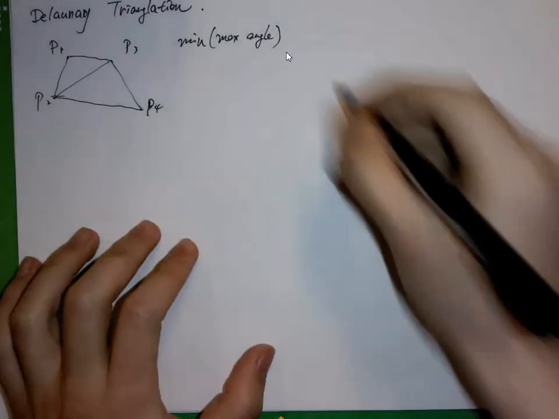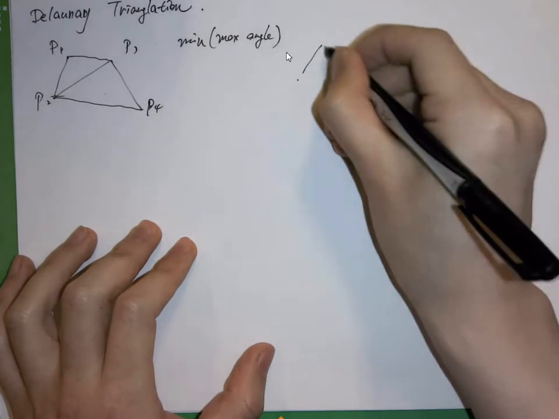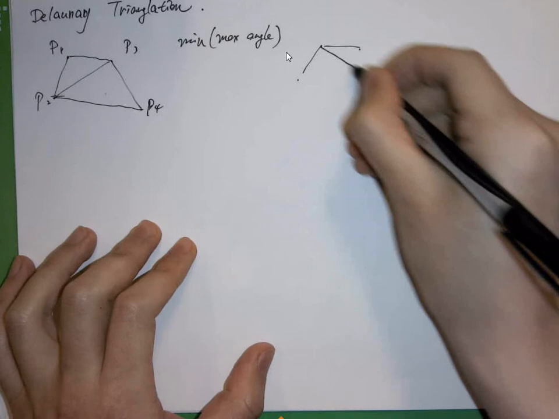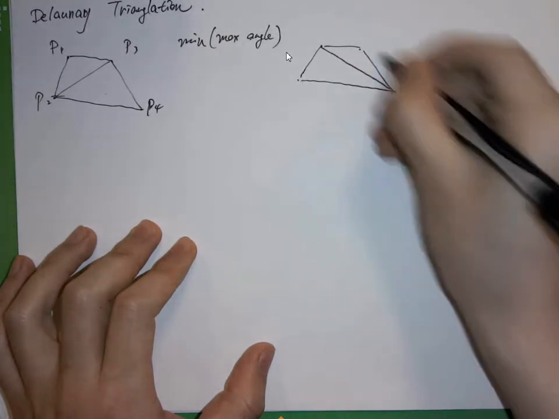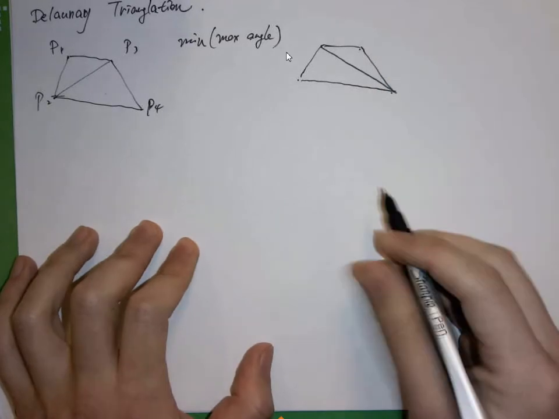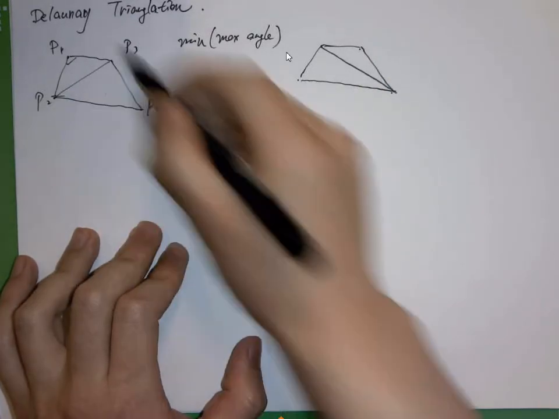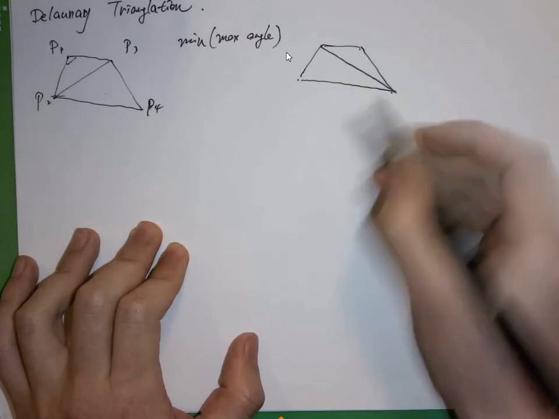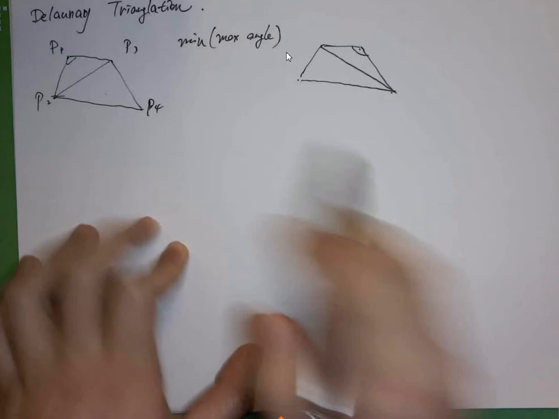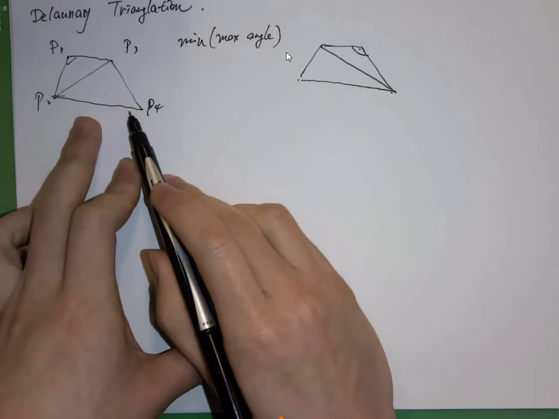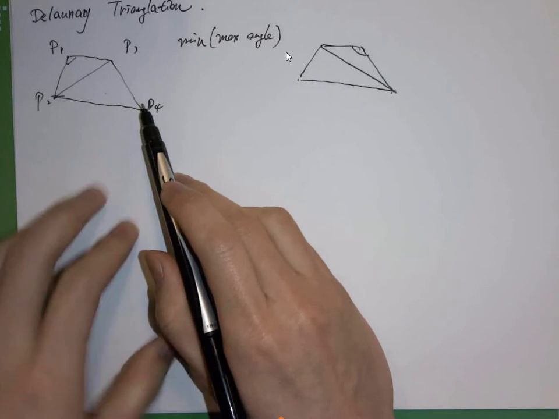Because if I have 4 points, there are 2 ways for me to generate those two triangles. And apparently, this angle, which is the largest angle among the entire mesh, should be smaller than this angle. And that's why this is a better way to generate your triangulation. This is called Delaunay triangulation.